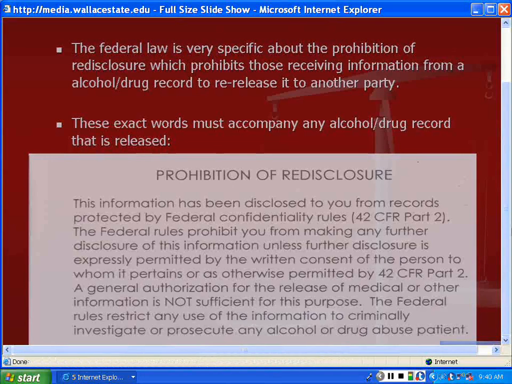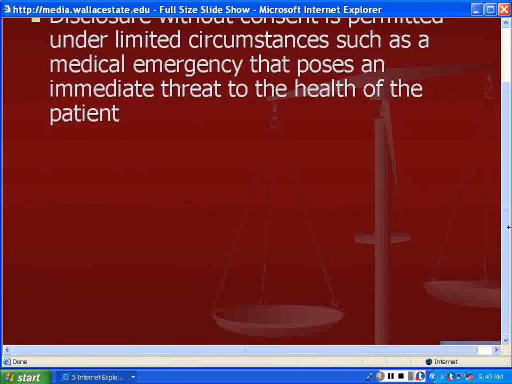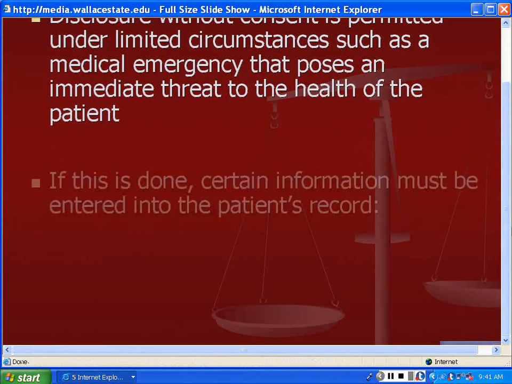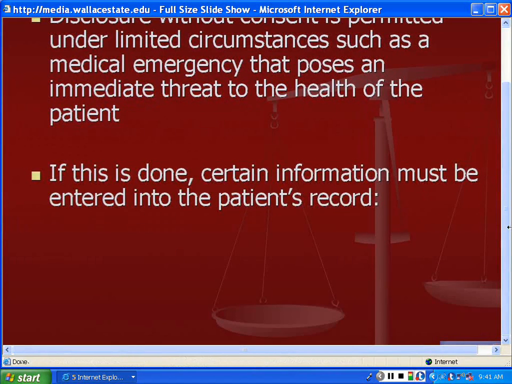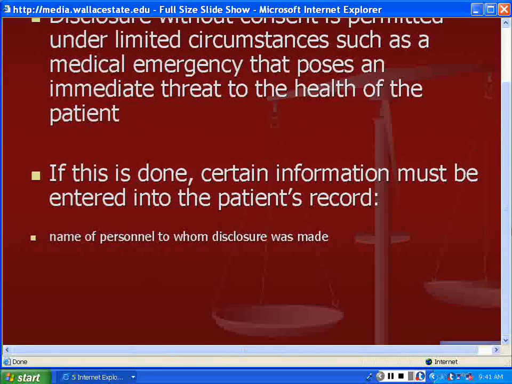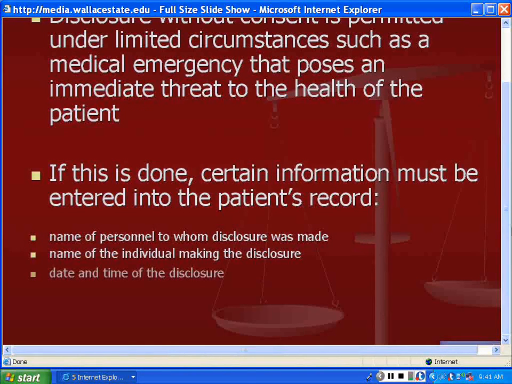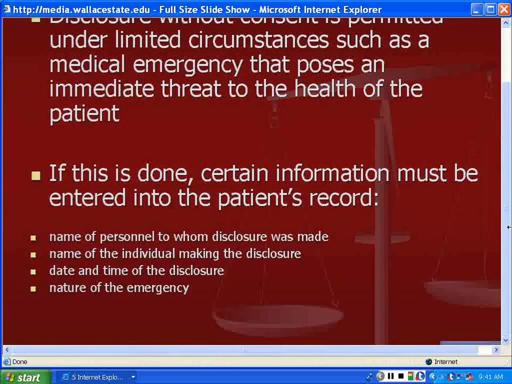Now, disclosure without consent or without patient authorization is permitted under limited circumstances, such as a medical emergency that poses an immediate threat to the health of the patient. Now, if this is done, certain information has to be entered in the patient's record: the name of the person to whom the disclosure was made, the name of the individual making the disclosure, the date and time of the disclosure, and the nature of the emergency. If this happens and we don't have an authorization, this would only be to another healthcare provider. That's the only way it could be a life and death situation.